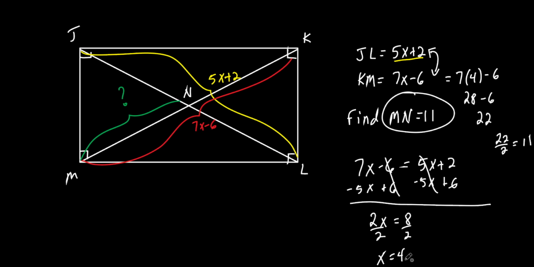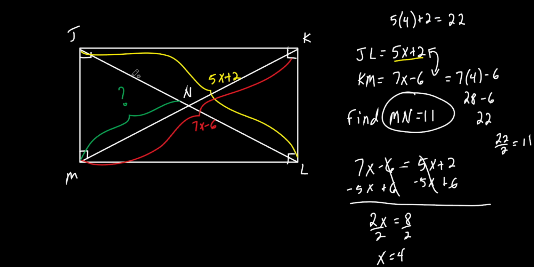Let's just see if it works. Put an x in for this x right here. 5 times 4 plus 2, what does that give you? Oops, I got ahead of myself. Plus 2, what's that? That's 20 plus 2 is 22. So the yellow one's also 22, isn't it?